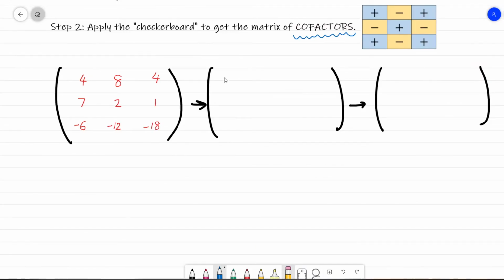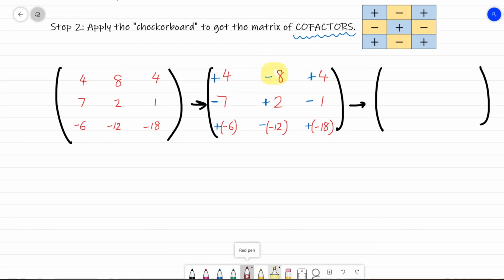Okay, so here is step 2 coming up. We're going to apply effectively a checkerboard of pluses and minuses, like so. And that's just going to change the sign of some of the terms in the matrix. Right, so if I just jot these in again, but with some changes of sign, and I include my terms in front, so 4, 8, 4, 7, 2, 1, minus 6, minus 12, minus 18.